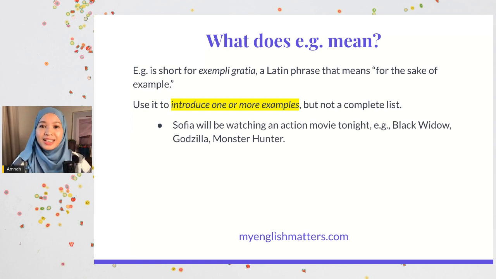Sophia will be watching an action movie tonight, e.g. Black Widow, Godzilla, Monster Hunter. So Sophia will be watching either Black Widow, Godzilla, Monster Hunter, or any other action movie, right? I put Godzilla and Monster Hunter here because these are the 2 movies that we watched with the kids last week at home. I haven't watched Black Widow yet. I don't know if it's good or not. Let me know if it's good.